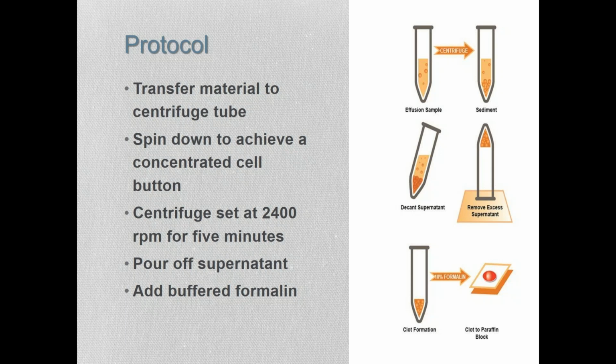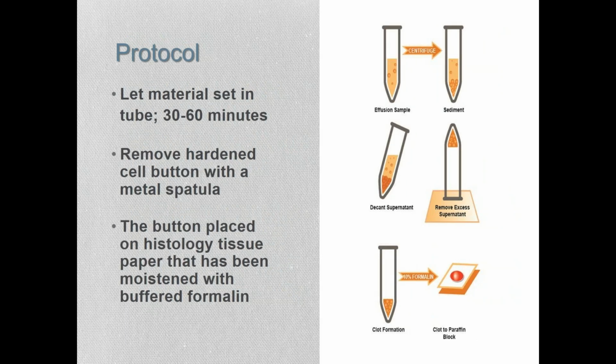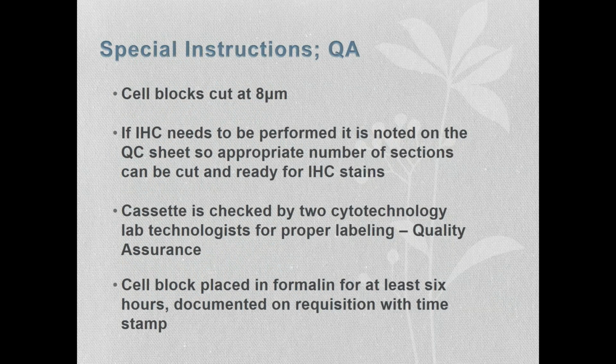For the protocol, we allow the material to set in the formalin for at least 30 minutes to assist in hardening the cell pellet. Our cell blocks are cut at 8 microns, and immunohistochemical stains can be ordered up front to expedite sign out. We perform QA with 2 cytopreparatory laboratory technologists to ensure proper labeling. The cell blocks are placed in formalin for at least 6 hours, according to guidelines.